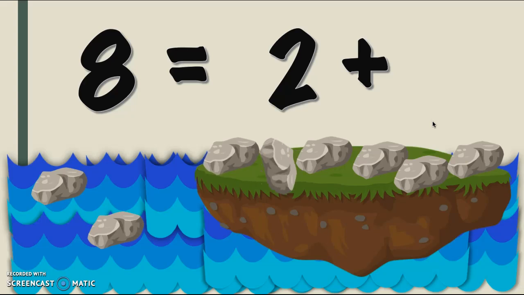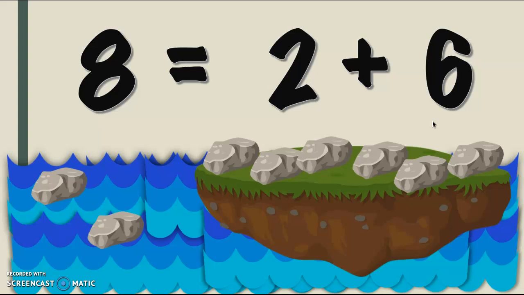1, 2, 3, sorry. 3, 4, 5, 6. Perfect. So 8 is equal to 2 plus 6. All right, go ahead and finish your number sentence. That looks beautiful. Hey, question.